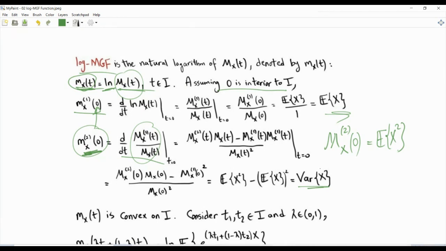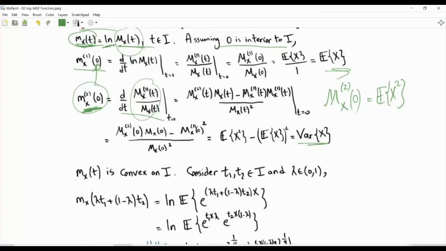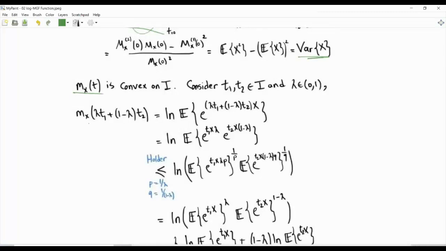Now, the moment generating function, remember that if it was finite at t1 less than t2, then it was finite at any number between t1 and t2, and it was convex. We also have convexity for the log moment generating function, and we can prove it using Holder's inequality. So let's actually show convexity directly using the definition of convexity. So pick a lambda between 0 and 1 and investigate what is small m_X of lambda t1 plus 1 minus lambda t2. By definition, this is the natural logarithm of the moment generating function, and the moment generating function is the expectation of e to the tX, and now t is this thing here, times X.